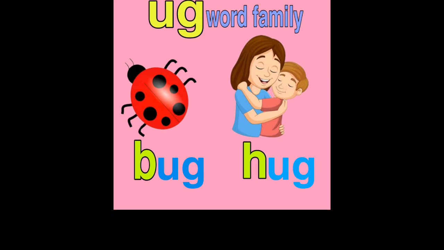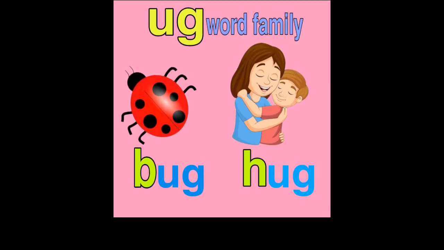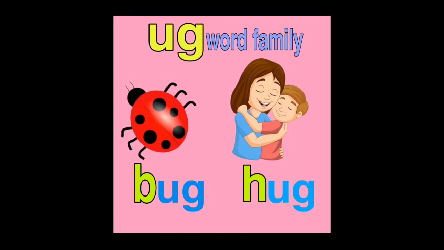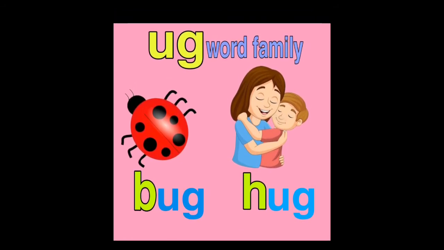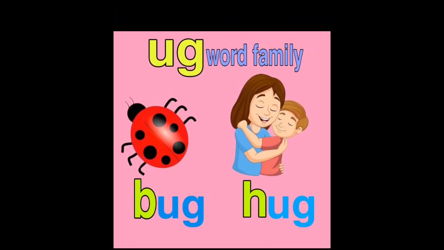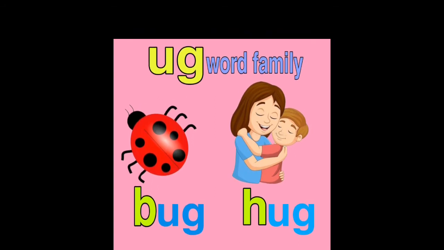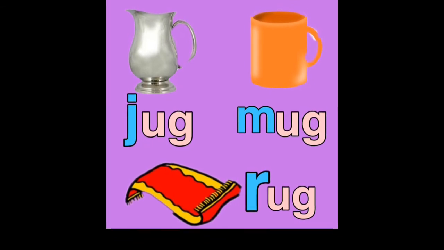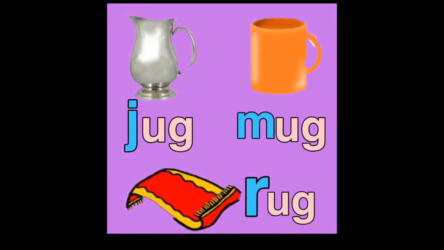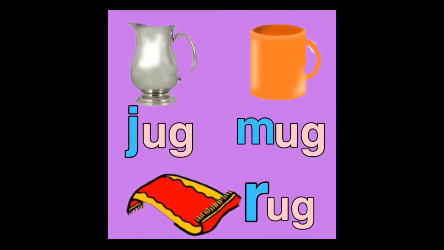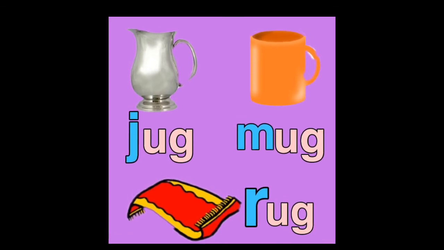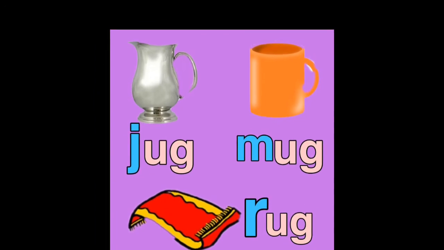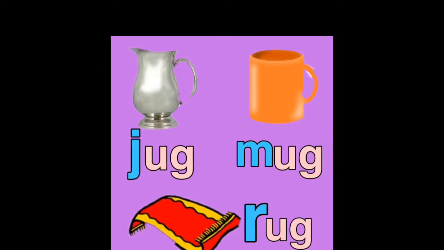Now let's see what the ug word family has. B, ug, bug. H, ug, hug. J, ug, jug. M, ug, mug. R, ug, rug.